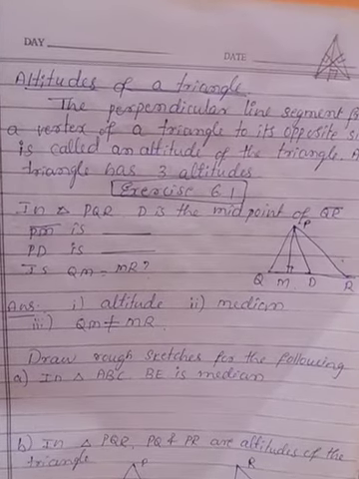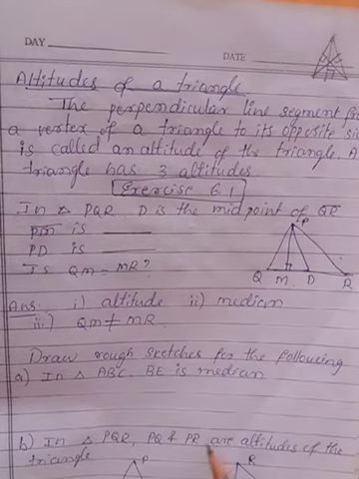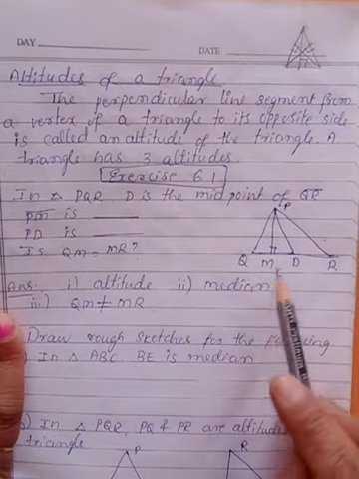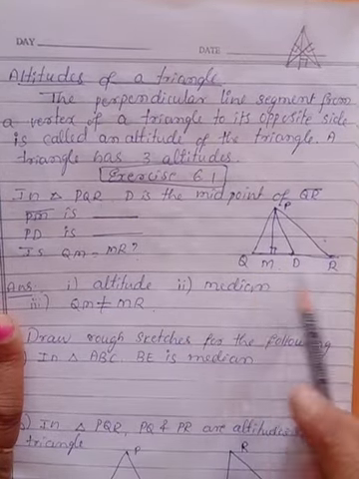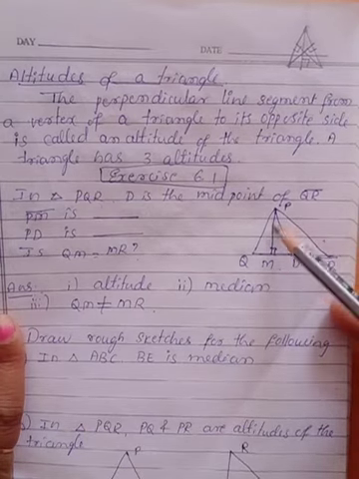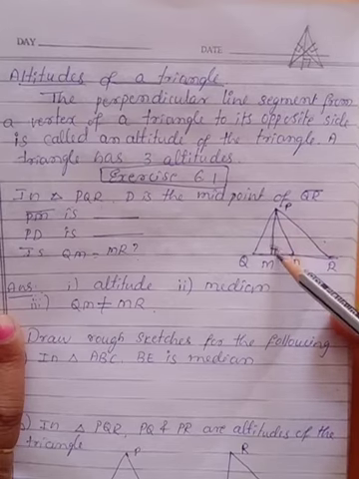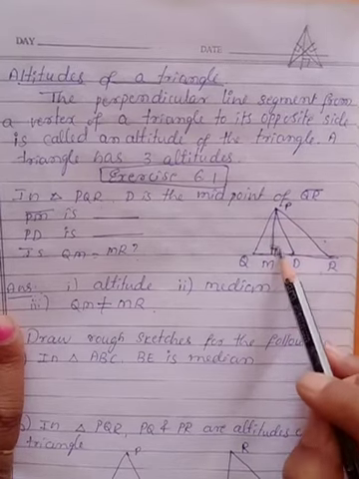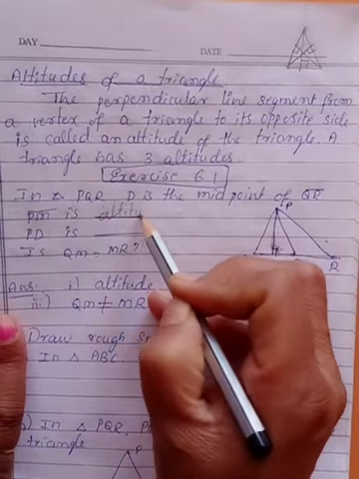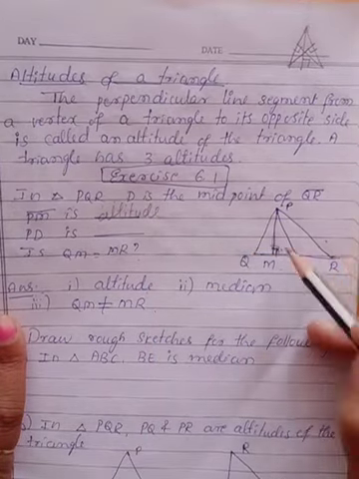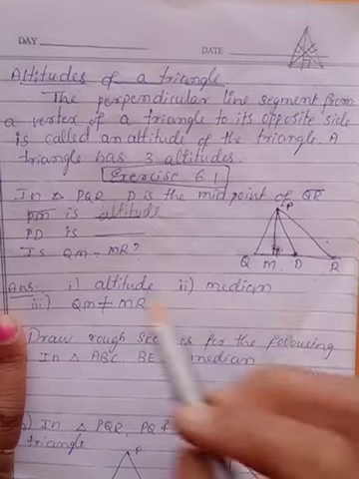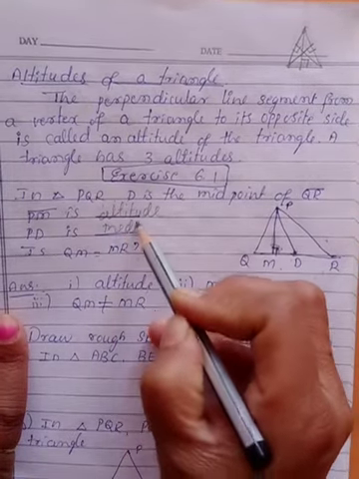Now related to this, we have exercise 6.1. The first question is, in a triangle PQR, D is the midpoint of QR, they are saying. Then what is PM? You have to check this symbol, children. This symbol indicates 90 degrees. That means it is an altitude. PM is an altitude. Now, we already know D is a midpoint. Then what will PD be? It is dividing the base into two equal parts. That is nothing but a median.